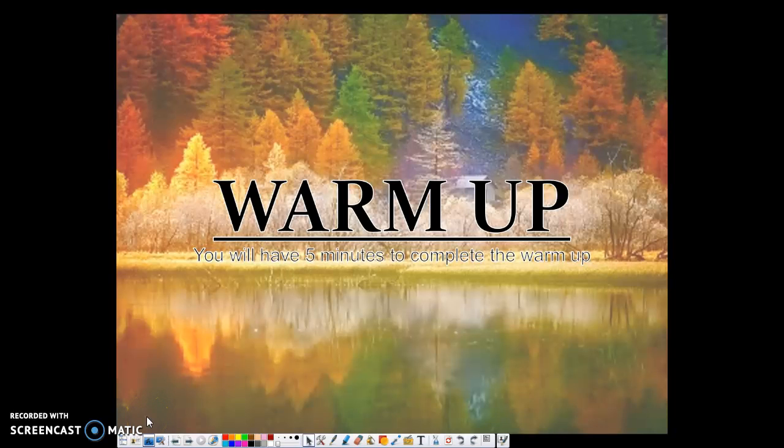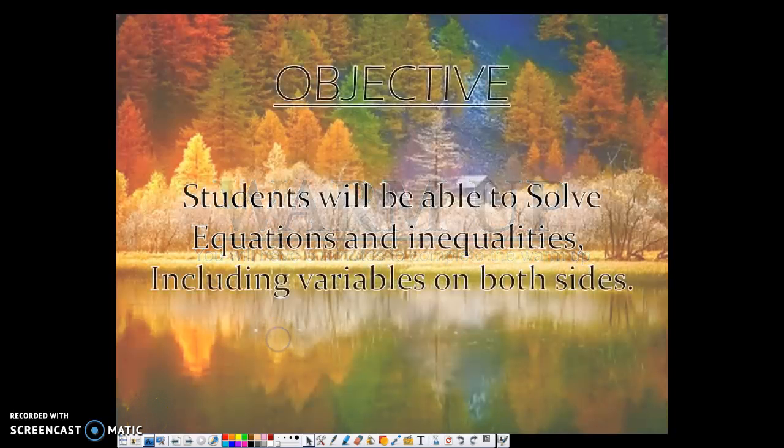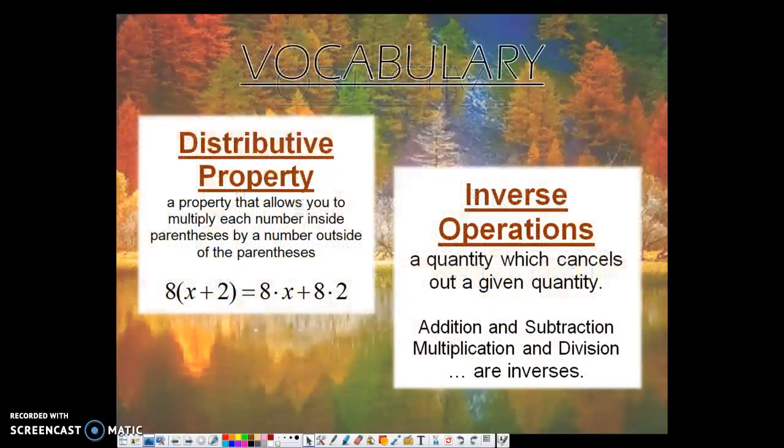Alright, so warm-up is done. Let's go on to our lesson for today. Today the objective is students will be able to solve equations and inequalities including variables on both sides. That's actually what we're looking at today. We're looking at how to solve equations with variables on both sides.